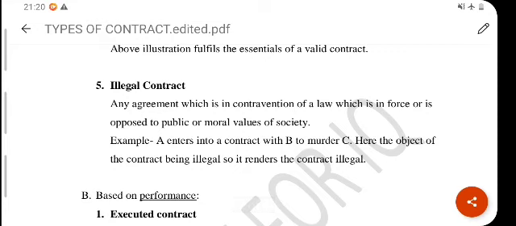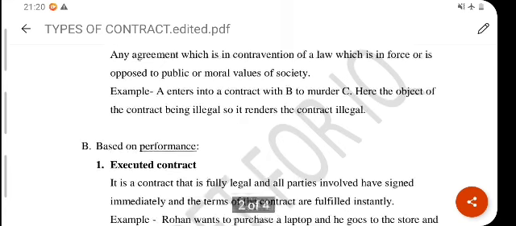Fifth, illegal contract. Any agreement which is in contravention of law in force or is opposed to public or moral values of society. For example, A enters into a contract with B to murder C. Here the object of the contract being illegal, it renders the contract illegal. We can have other examples also, like A and B enter into a contract to dishonestly marry C and D. So, this contract is not made with the right intention, so it is also an illegal contract.